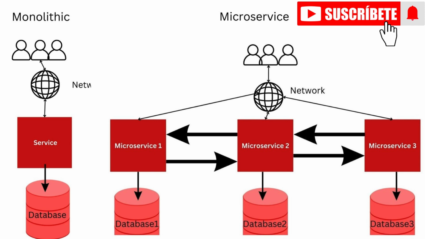Now, please see this picture. There is the monolithic architecture and the microservice architecture. In monolithic architecture, one service is there and the corresponding database is there. All the functionality and all the logic are built in a single service, and the same transactions happen in a single database.